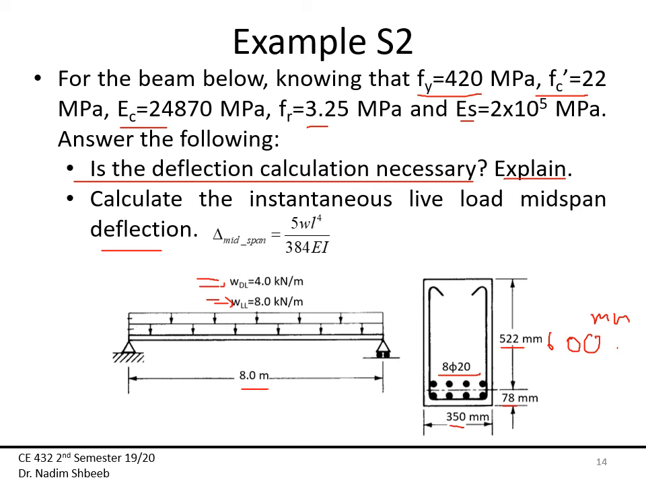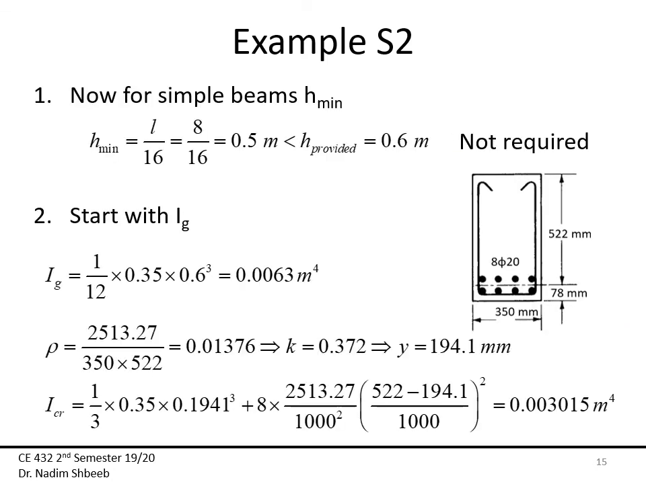Okay, so starting with part 1. Now we know for simple beams, h minimum is L over 16. L is 8, divided by 16 is half a meter. h provided, which is here, is 0.6 meters. So I am not required to do any deflection calculation. But since I was asked to do it, I have to calculate anyway.